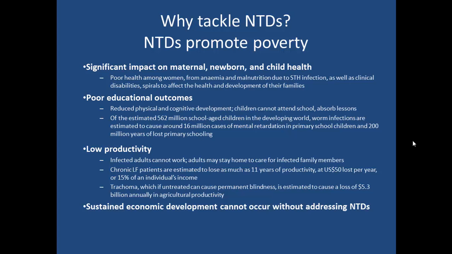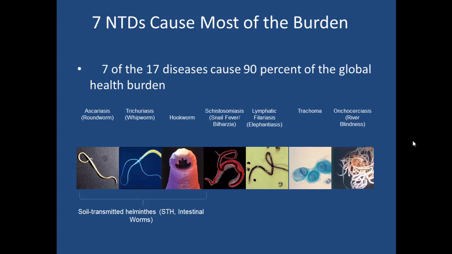So we've mentioned the Millennium Development Goals. Some of the Millennium Development Goals deal with economic issues, and so the NTDs are a major aspect of having to deal with those. There are 7 of the 17 that cause 90% of the global health burden, and these are the 7 that I'm going to be focusing on for the rest of this lecture.